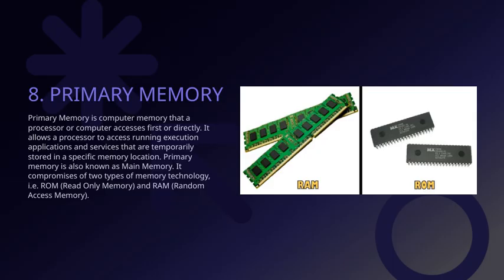Connecting this to the overall theme, understanding primary memory helps us see how a computer manages its immediate tasks efficiently. It's the essential bridge between the processor and the data it needs right now, making everything run smoothly and quickly.